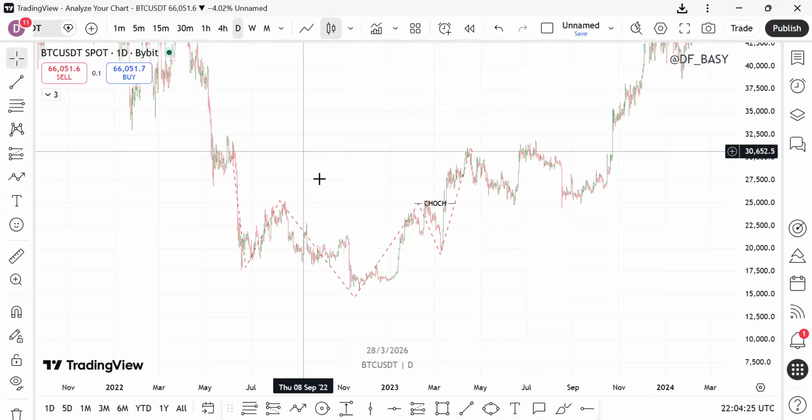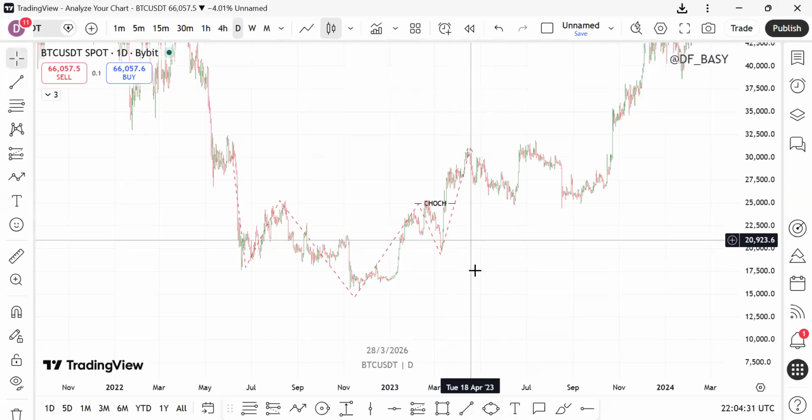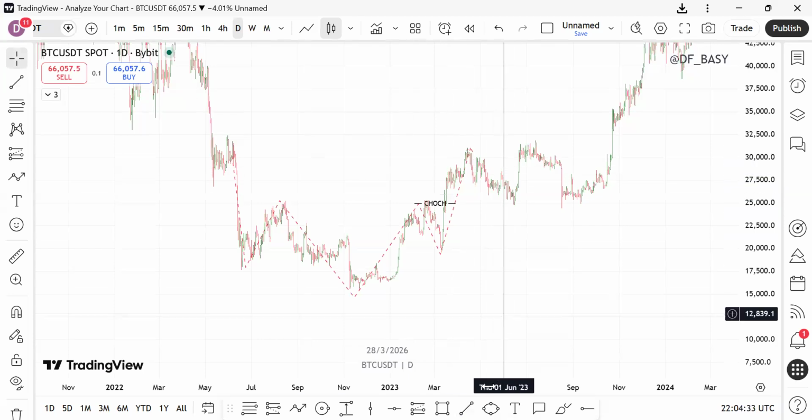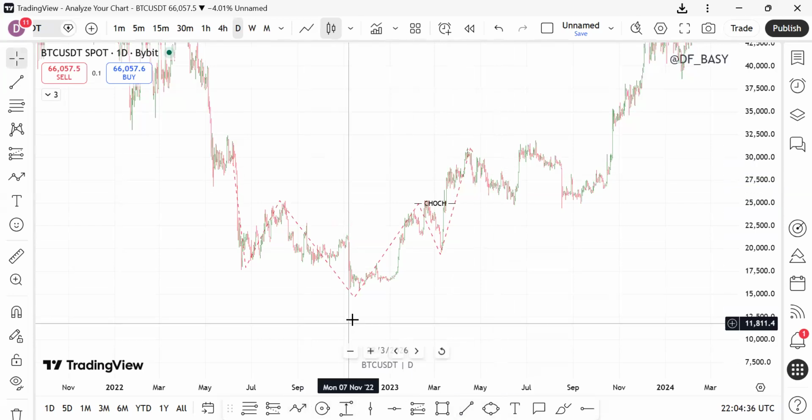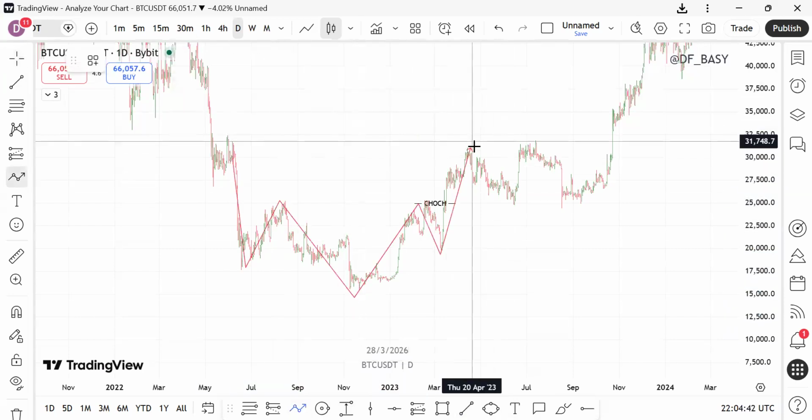Now, what solidifies that? This change of character signifies a possible change of trend. So what solidifies that it has finally changed trend? What do you look for next? You look for your next break of structure, confirming that change.